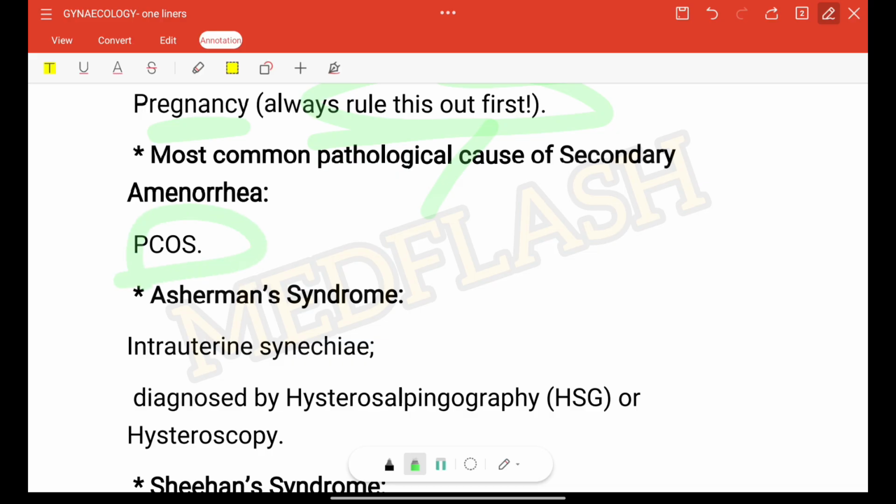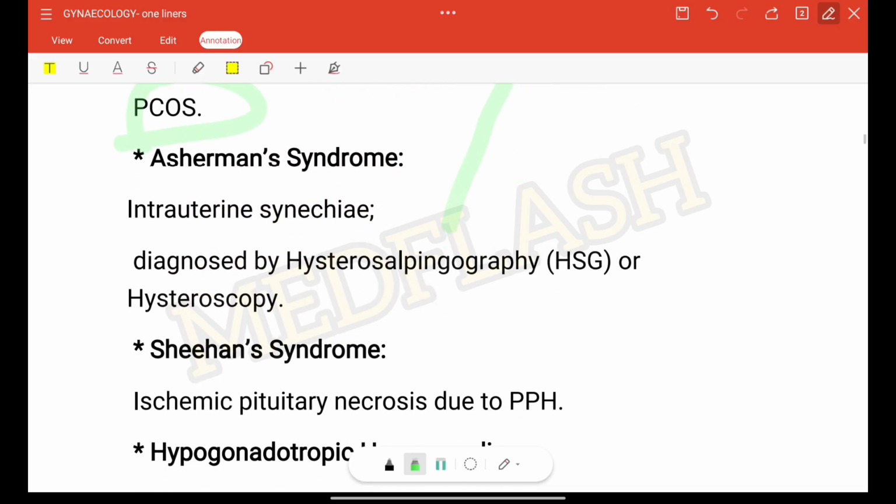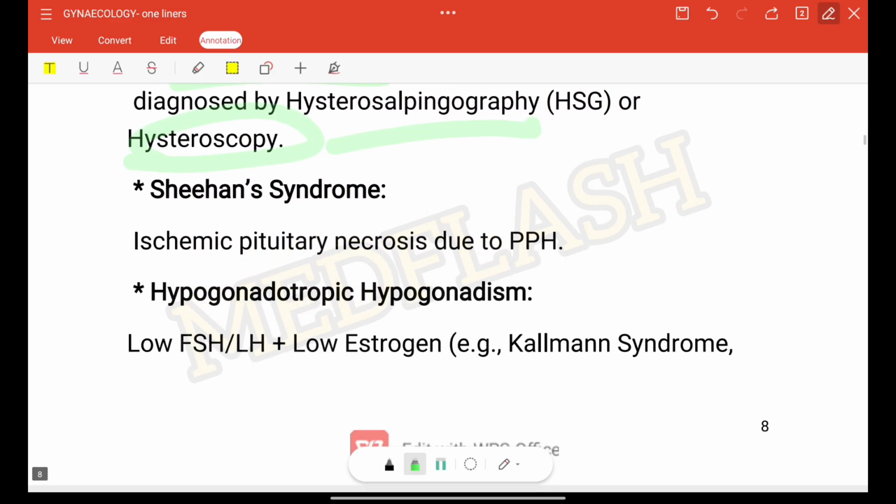Asherman syndrome, intrauterine synechiae, diagnosed by hysterosalpingography or hysteroscopy. Cause of Asherman syndrome is D and C. And Sheehan syndrome, ischemic pituitary necrosis due to PPH.